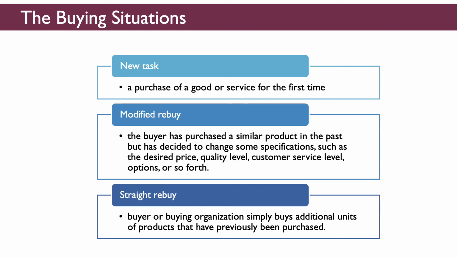When there is a modified rebuy, the buyer has purchased a similar product in the past but has decided to change some specifications such as the desired price, quality level, customer service level, or options, or whatever it is. With a straight rebuy, the buyer or buying organization simply buys additional units of products that have previously been purchased, so the complexity level is low and the risk is low, and one buyer is enough because it is habitual decision making due to past experience with the buying.